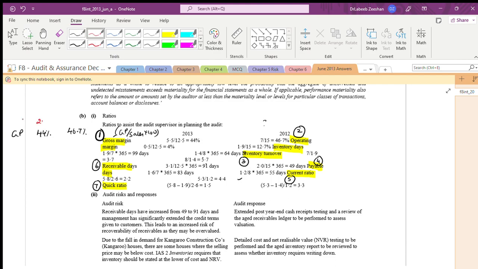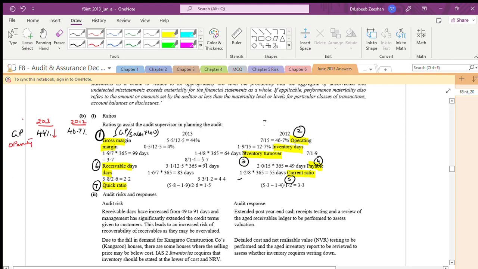This is 2013. This is 2012. What happened? Gross profit has decreased. What are the reasons? See, you have used cheaper materials. When you have used cheaper material, definitely cost of inventory will decrease. Next, operating profit margin.